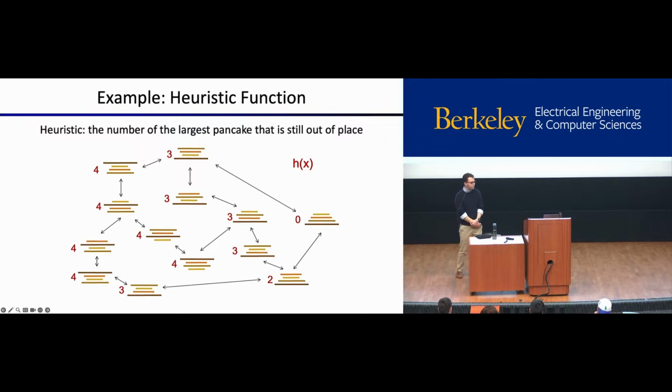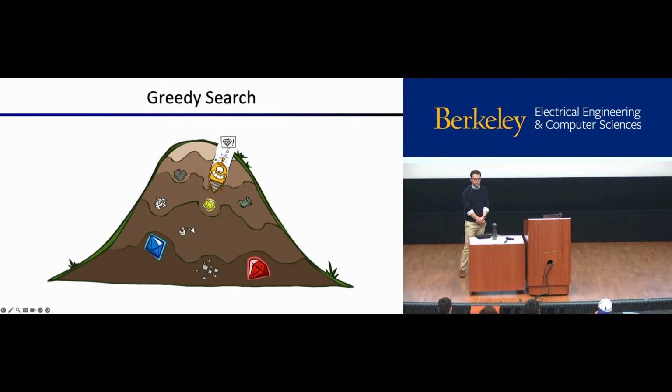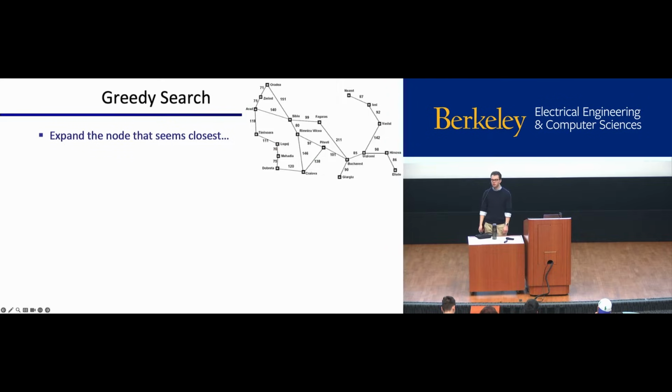So what do we do with a heuristic function? Well, one thing that we could do is just try to minimize it, right? Greedy search directly to the thing that we think is good. So if we think that this is a good state, we just go directly there, follow this heuristic. The minimum heuristic value is the one we're going to search first. So we're going to expand the node that seems the closest.